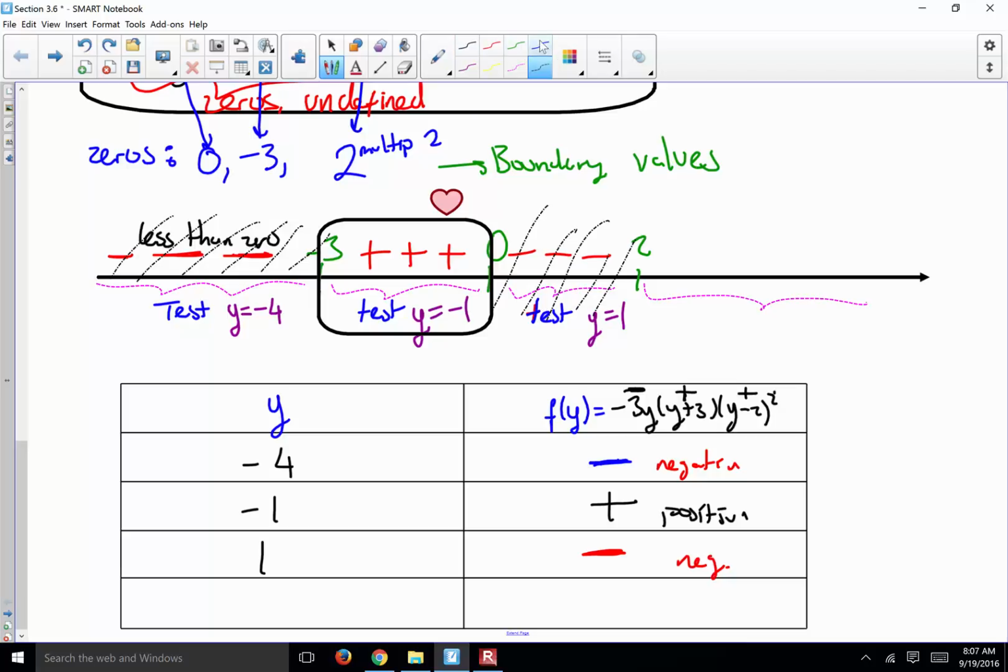And the last one, what value are we testing? Something more than 2, 100.